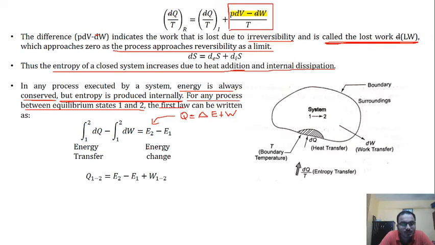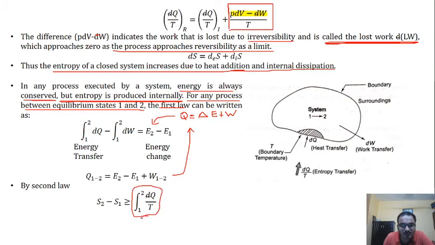Now here the same formula can also be written in our very basic way, that is exactly the same representation of the first law of thermodynamics. By the second law, we can say that S2 minus S1 is always greater than or equal to integration 1 to 2 d cut Q upon T. That is, this is the external heat interaction, and whatever greater than part or equal to part is present is due to the internal irreversibilities that are occurring during a process.